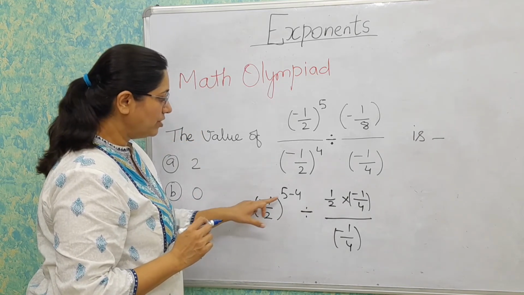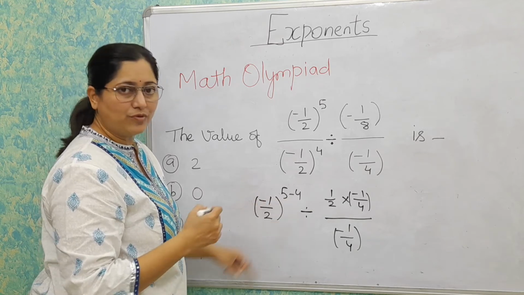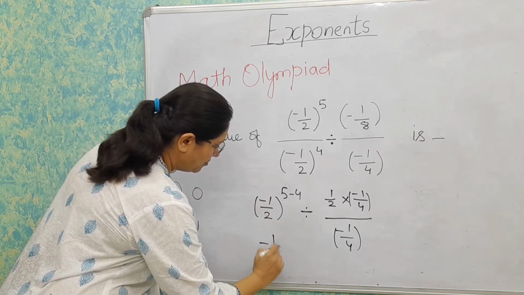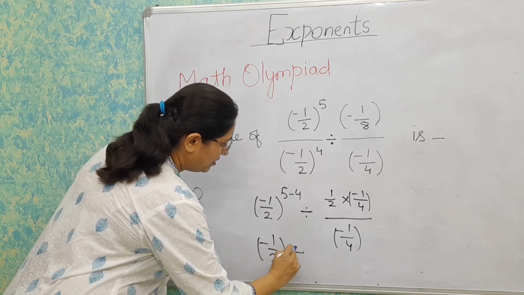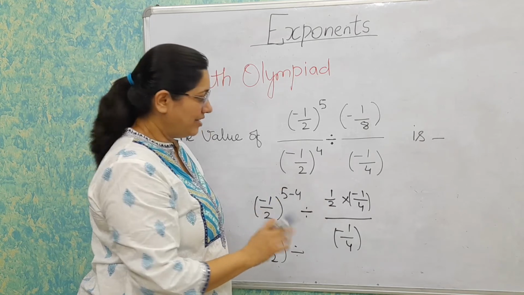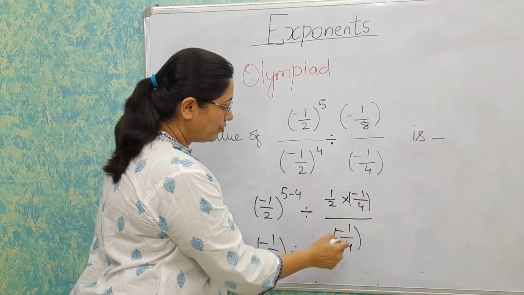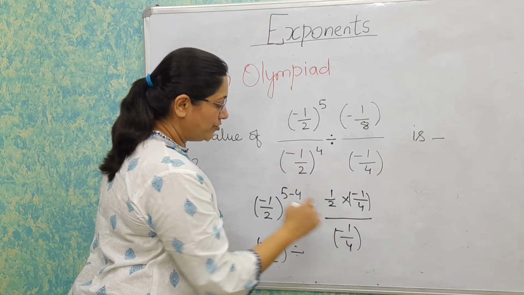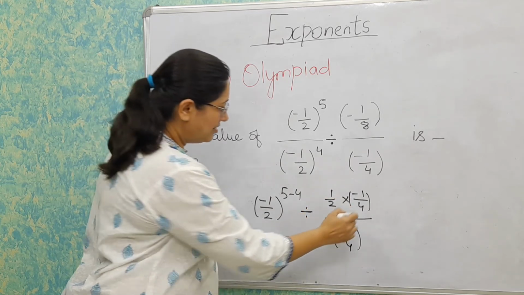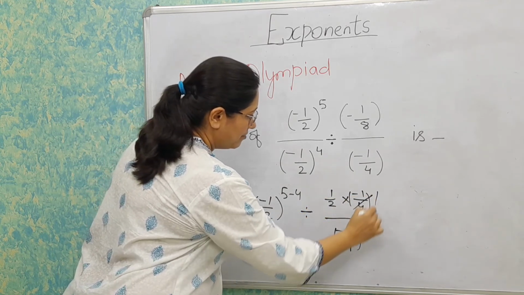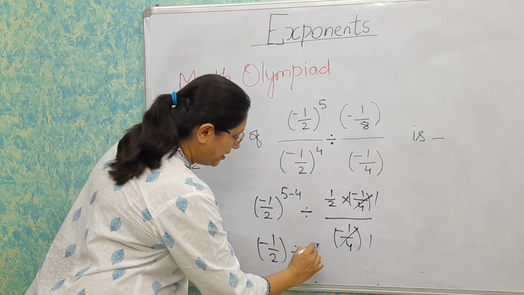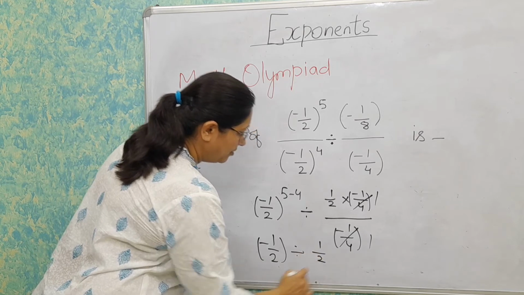Minus 1 upon 2 raised to the power 5 minus 4 is equal to 1. So this is minus 1 upon 2. Again I will put the division sign. Now this 1 upon 2 will remain there, but this minus 1 upon 4 and this minus 1 upon 4 will cancel each other, because one is numerator and second is denominator. One's a, that's it. So divided by 1 upon 2.